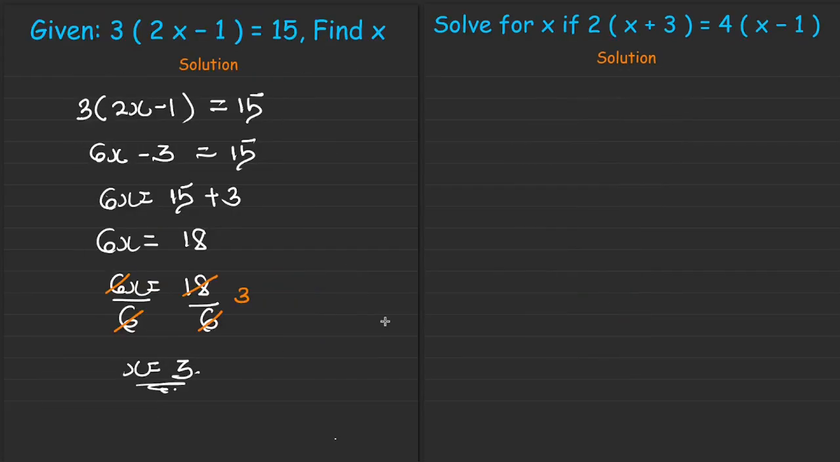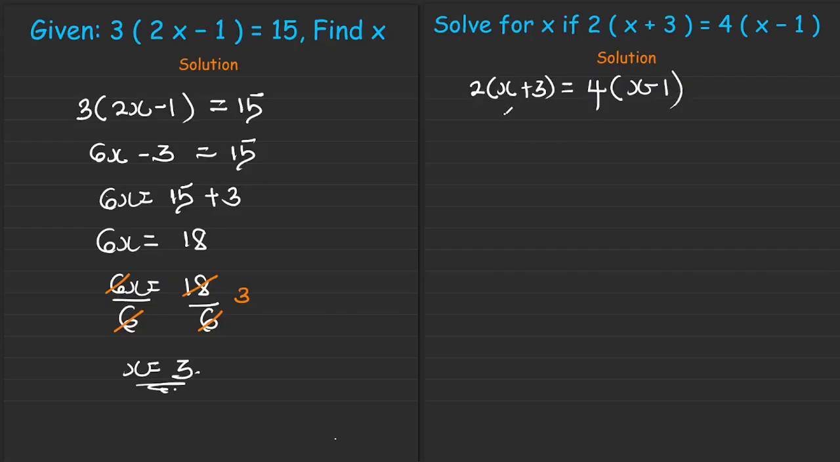So for this example we have here, you realize that both the left hand side and the right hand side do have brackets. So how do we go about it? We have our 2 into bracket x plus 3, which is equal to 4, then into bracket x minus 1. The first thing we need to do is to open all the brackets. So 2 multiplies x, then multiplies 3, 4 multiplies x, and then also multiplies the negative 1.